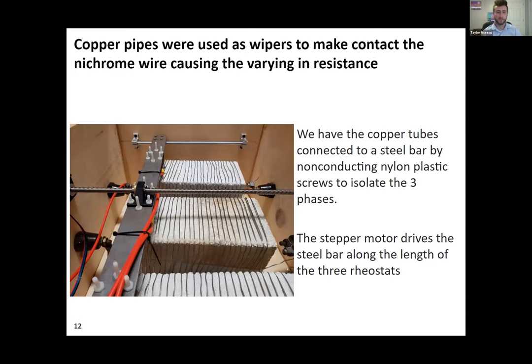So in order to make contact with the rheostats, we had to find some way to easily make contact, and we opted to use copper pipes. We cut them to length and crushed them slightly to make an oval shape so that it can create more surface area in contact with the rheostats. We used nylon screws and 3D printed mounts to isolate them from the wiper bar, so there was no possibility that each phase could short out with each other. And the stepper motor drives the steel bar along the rheostats from left to right. Next slide. And I'll turn it over to Jeremy for the timeline.